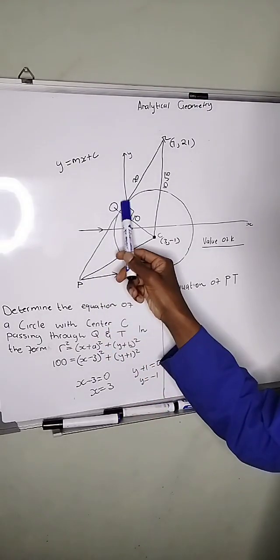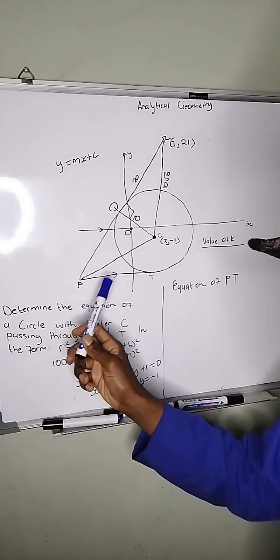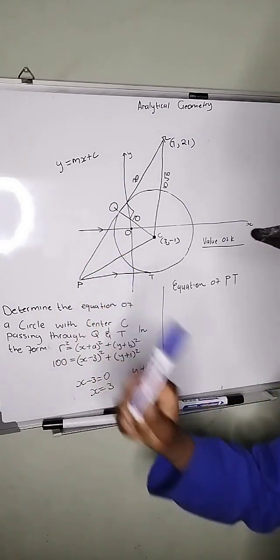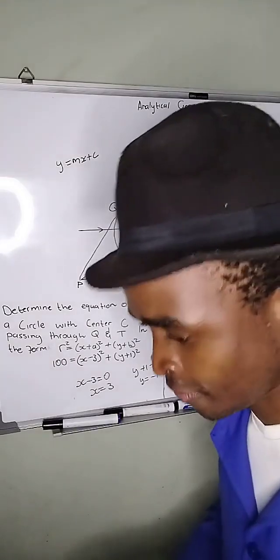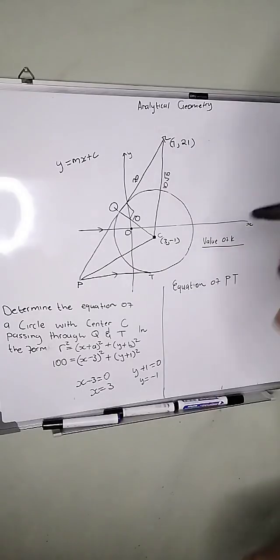PQ is going to be equal to PT. What's going to be the reason for PQ being equal to PT? Yes, it's going to be the angles at the same point.